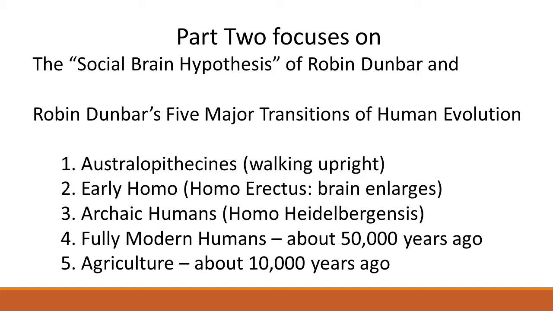This program, Part 2, focuses on the social brain hypothesis of Robin Dunbar and Robin Dunbar's 5 major transitions of human evolution. Stage 1, the Australopithecines walking upright. Stage 2, early Homo, when the brain enlarged. Stage 3, archaic humans called Homo Heidelbergensis. Stage 4, fully modern humans of 50,000 years ago. And Stage 5, agriculture from 10,000 years ago.